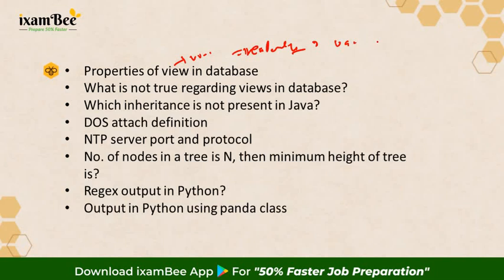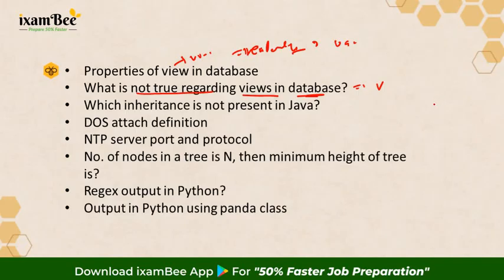The next question is: what is not true regarding views in the database? There can be multiple options, but here we can see that views basically do not store the data physically. There may be some options which have some true statements and some false statements. I have already told you how a view works in the database. Usually views are used to store only query definitions, not the data.